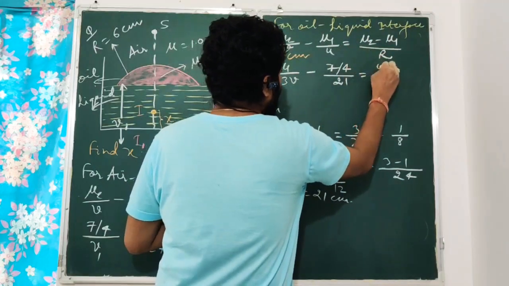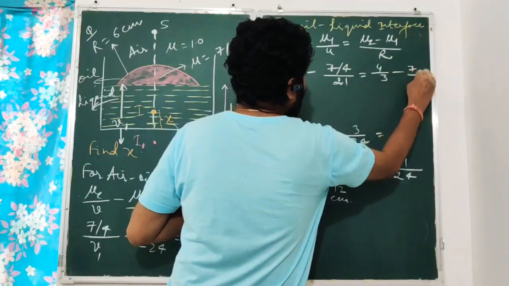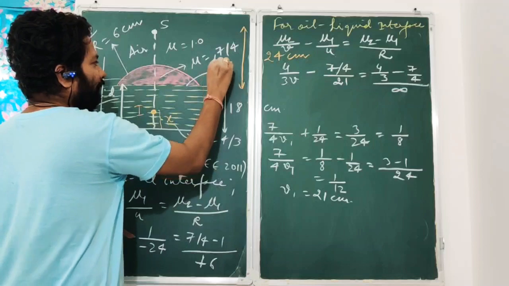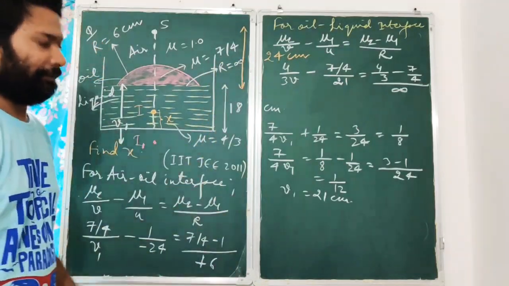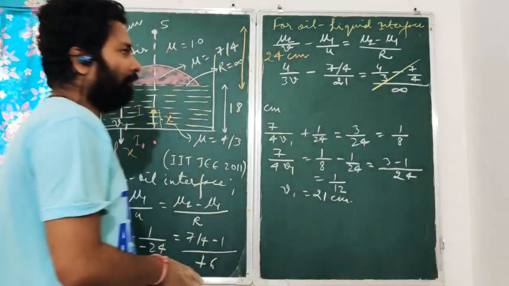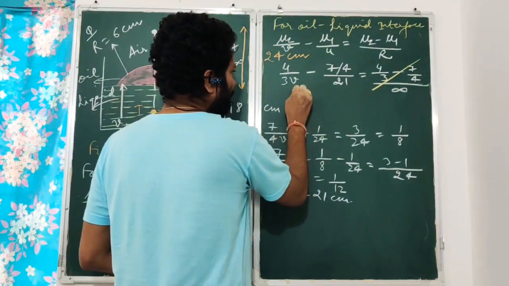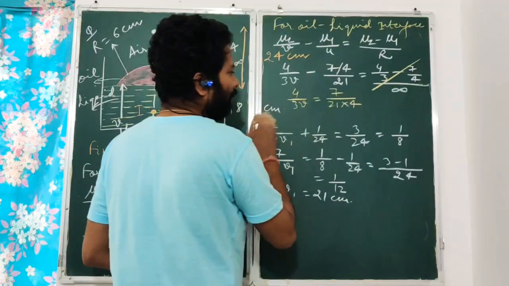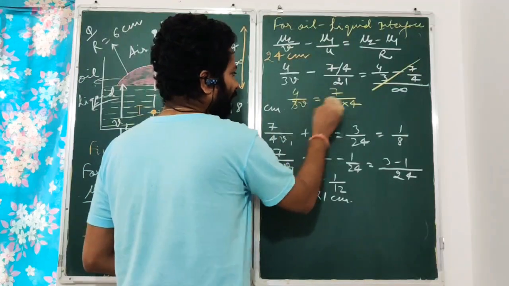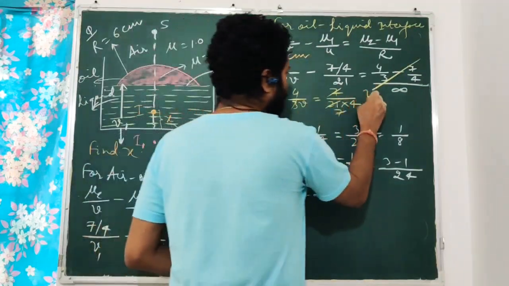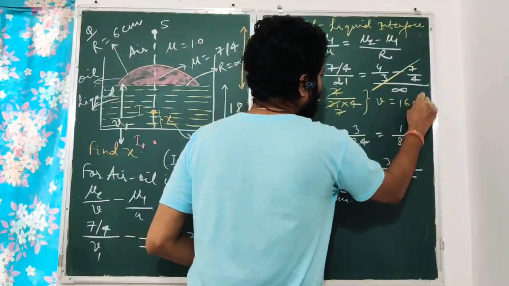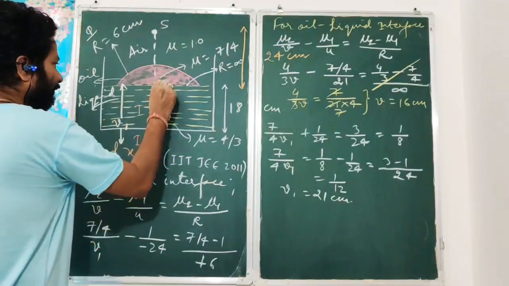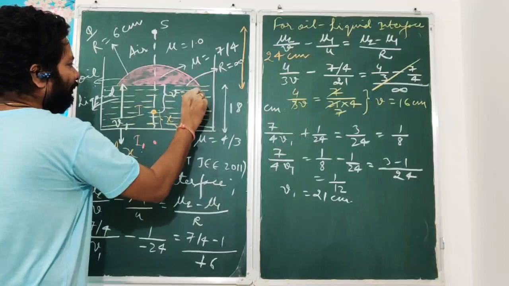So again 4 by 3 minus 7 by 4 divided by radius of curvature, which is infinite, because this is plane. What is radius of curvature for this plane surface? It will be infinity. So that means this term will become 0. So we can write 4 by 3V is equal to 7 by 21 into 4. So now 3 sevens, 7 gets cancelled. So what do we get from here? 4 fours are 16 centimeter. So that means we have got this distance as V, and it is equal to 16 centimeter.